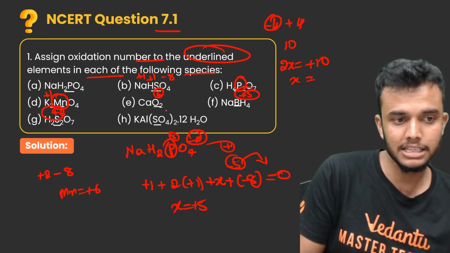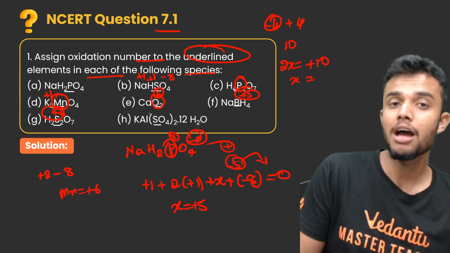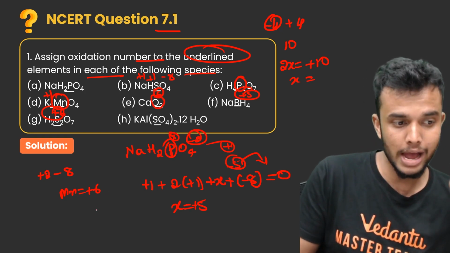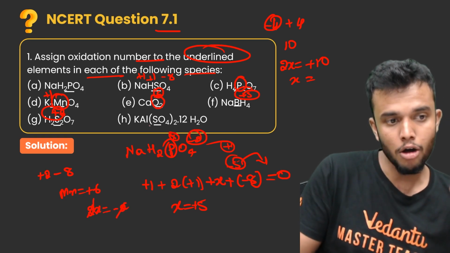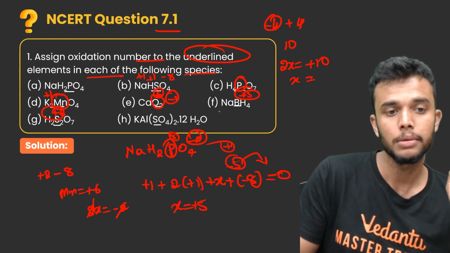What about this? Calcium oxide. Here we need to find out the oxidation state of oxygen. Okay, 2x is there. 2x is equal to -2. Oxygen state is -1. Okay.